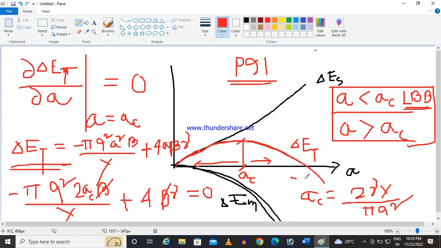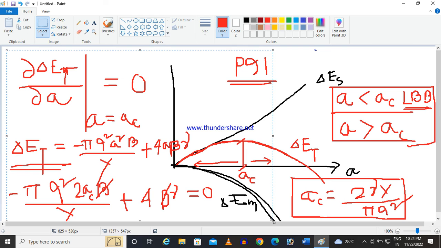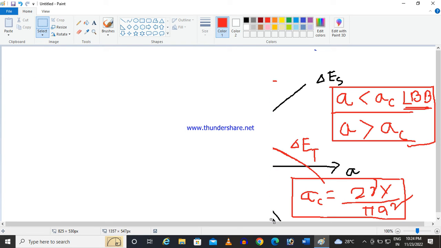So from the Griffith's criteria we can derive the size of the critical crack length, which is AC, that is 2 times gamma into Young modulus divided by pi into sigma square, where sigma is the applied stress. Now for a safe design, if there is a crack also, let it leak before break, it should not propagate.